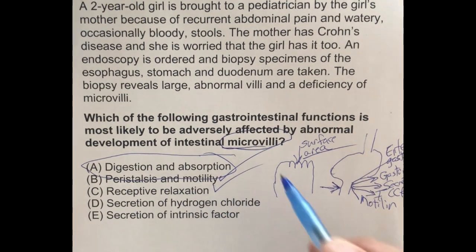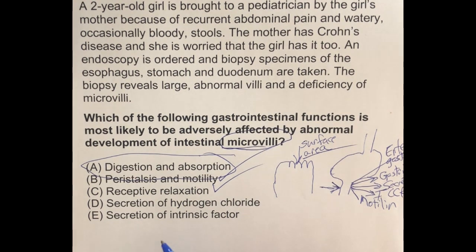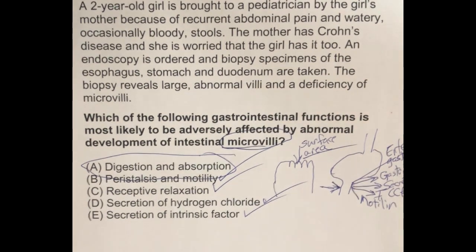Receptive relaxation, we know, has to do with the smooth muscle. Microvilli are not involved in receptive relaxation in the stomach. Secretion of hydrogen chloride or hydrochloric acid, that's in the stomach. No microvilli there. And secretion of intrinsic factor also in the parietal cells from the stomach. No microvilli there. So it seems like we have a clear answer of digestion and absorption.